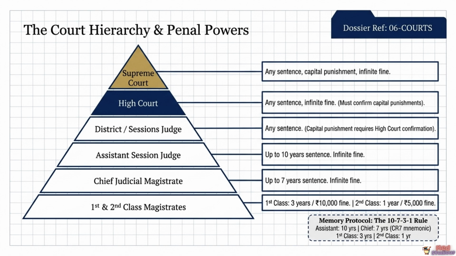To remember the lower court sentences for your exams, use the mnemonic 10731, corresponding to Assistant Sessions, Chief Judicial Magistrate, First Class, and Second Class, respectively.